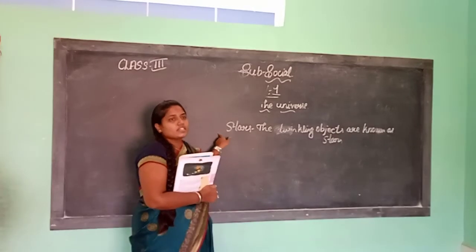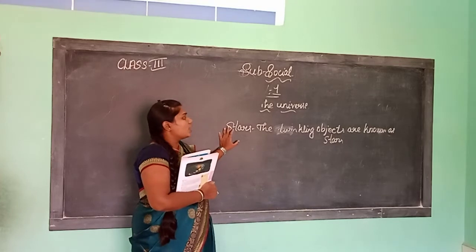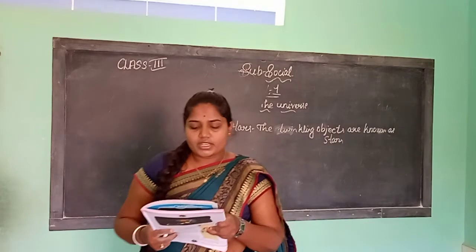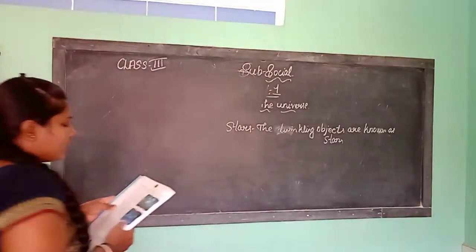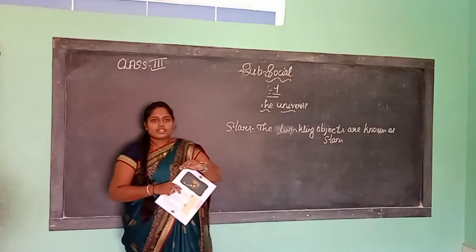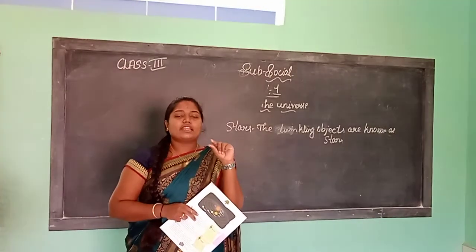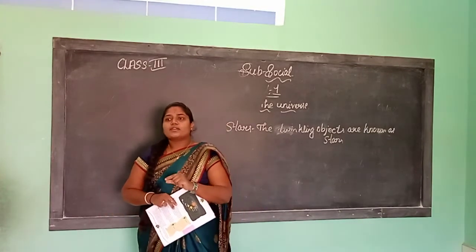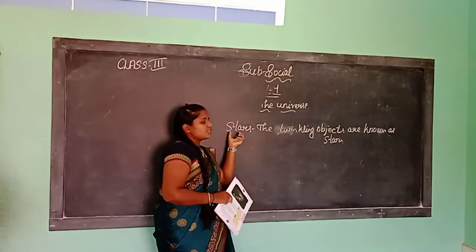Can we count the stars? No. There are countless stars in the sky at night, so we cannot count them. They are far away from us and look very tiny. In fact, they are huge heavenly bodies, bigger than our Earth. Because the stars are very far away, they look like tiny, very small objects, but they are bigger than the Earth.